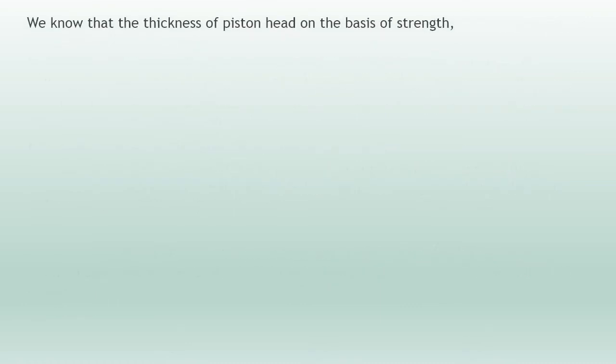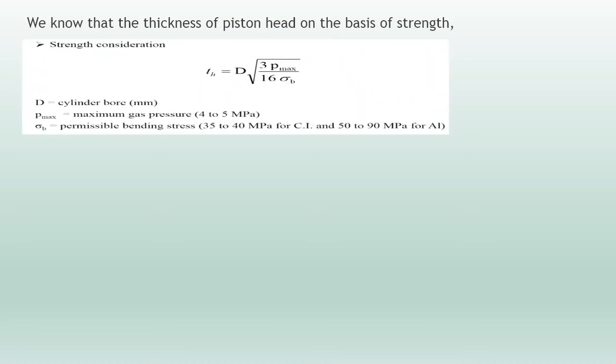We know that the thickness of piston head on the basis of strength criteria is TH equal to D in bracket 3 P max divided by 16 sigma B, where cylinder bore is capital D, P max is maximum gas pressure, and sigma B is the permissible bending stress. Okay, so assume sigma B is equal to 38 MPa or 38 Newton per mm square for cast iron. We have to assume it.